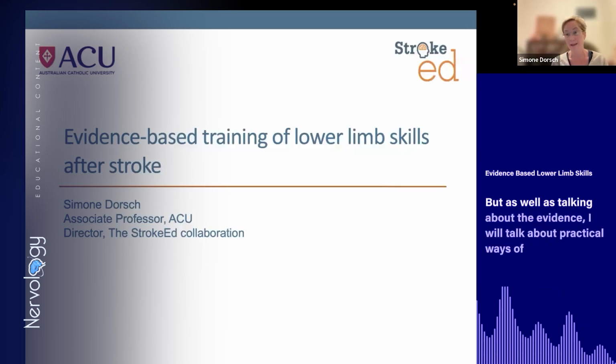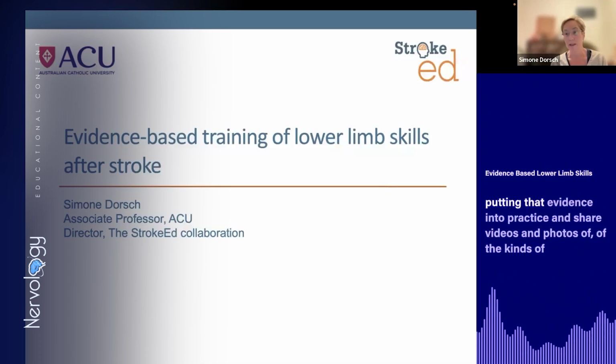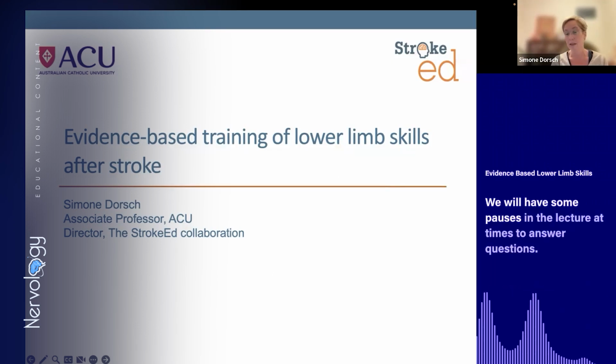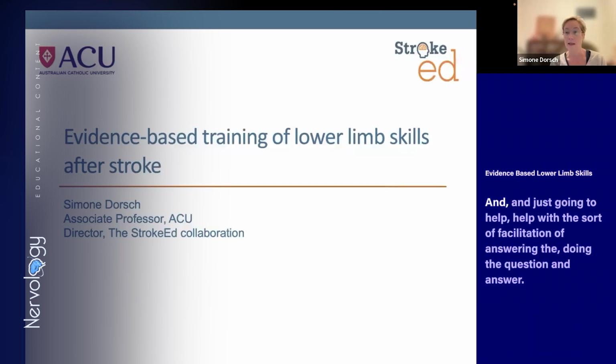But as well as talking about the evidence, I will talk about practical ways of putting that evidence into practice and share videos and photos of the kinds of evidence-based interventions we can be using with the stroke survivors that we work with. We will have some pauses in the lecture at times to answer questions, and it's going to help with the facilitation of the question and answer.